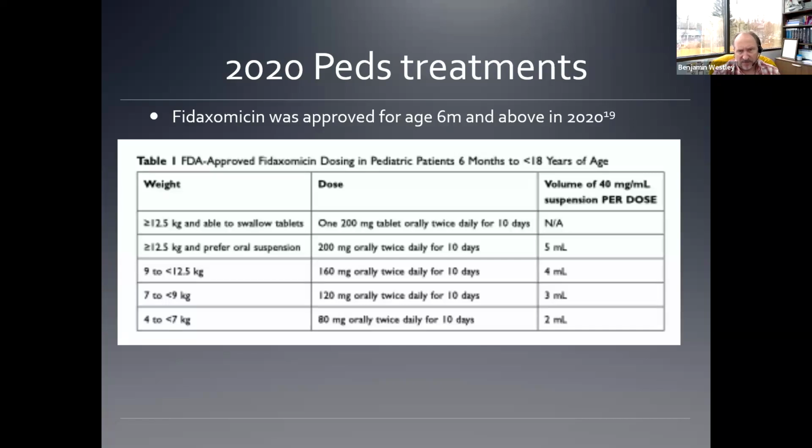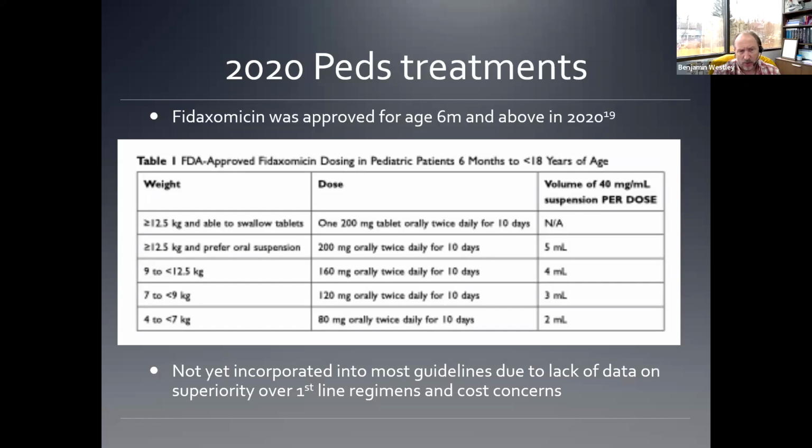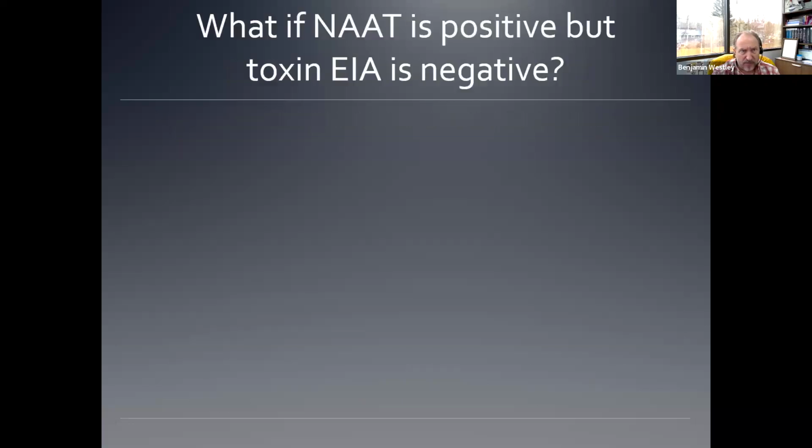So this is the dosing table from the FDA approval. And there is dosing in a liquid formulation for children that can't swallow capsules or tablets. But these are not incorporated into most guidelines. There's just really not data on superiority over the other regimens in children. And so it is an approved and FDA reasonable approach, but I don't know what the IDSA or other guideline panels will do on their next update, but it remains an option. And we're going to talk more about fidaxomicin versus vanco in a bit.